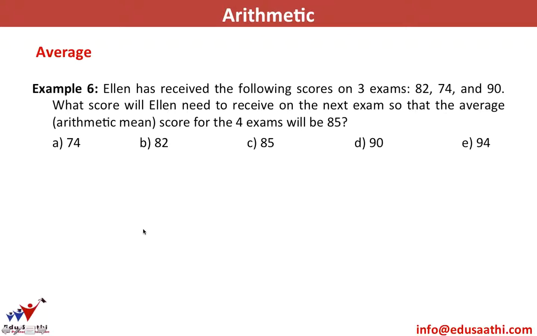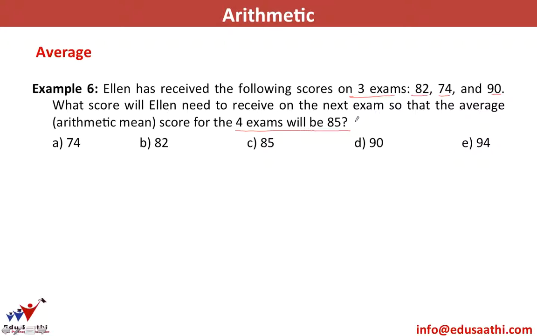Let's look at a question based upon average. Alan has received the following scores on 3 exams: 82, 74 and 90. What score will Alan need to receive on the next exam so that the average score for the 4 exams will be 85? I want an average score of 85.